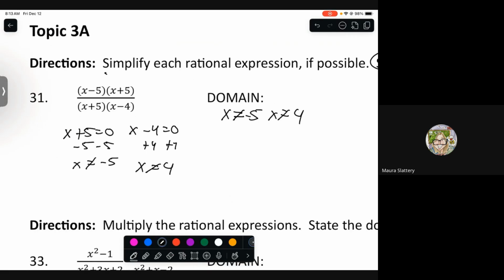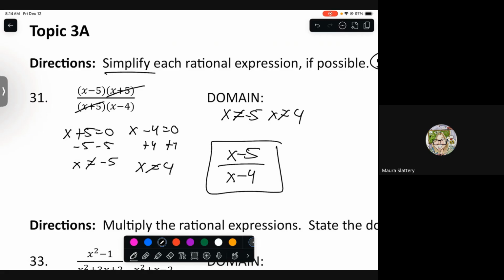Then the directions say simplify. So to simplify, all you do is cancel what's on top and bottom. And here I end up with x minus 5 over x minus 4. And that is my simplified version.